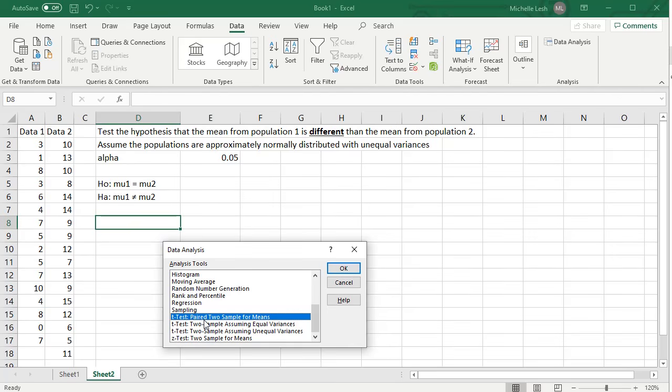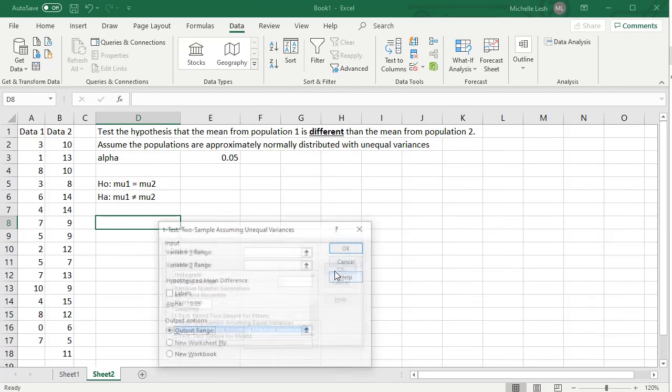A really good hint that this is not paired data is that we have different numbers of observations. The first data set only has 16, the second data set has 17 observations, so clearly this isn't paired data. Unless they're specifically telling you that the data is paired, it's probably good to assume that it's not. So then we're looking at these two down here, assuming equal variances or unequal variances. They told us to assume unequal variances, so that's what we want to use. Let's click on that and then press OK.